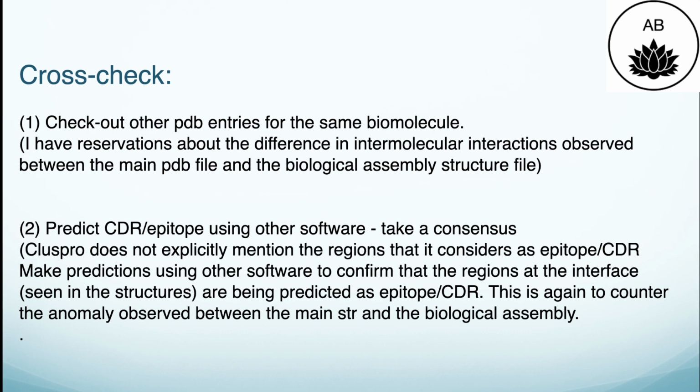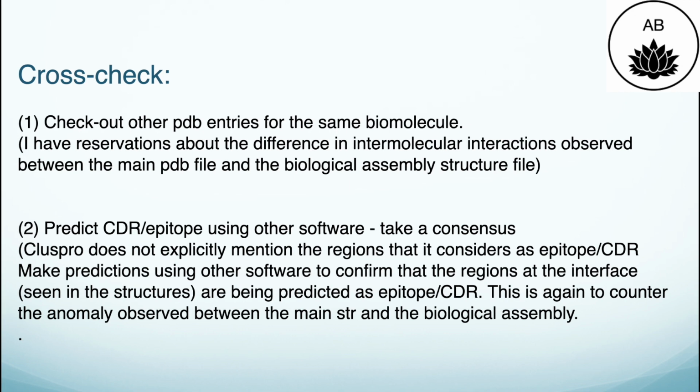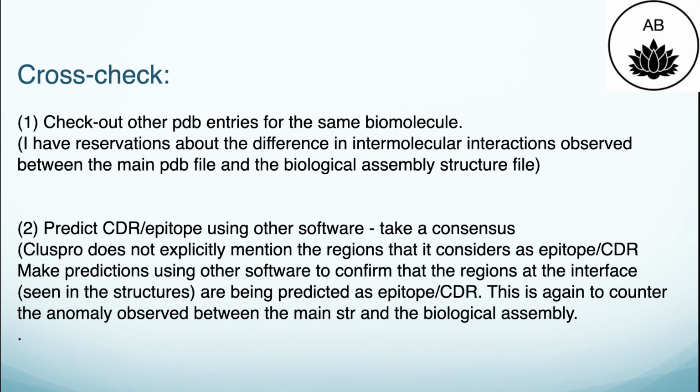Okay, so those calculations go on in the background, at least when you're using the web server. So make predictions using other software to confirm that the regions at the interface, as seen in the structure, are being predicted as epitope and CDR as well. This is again to counter the anomaly that is being observed between the main structure and the biological assembly.